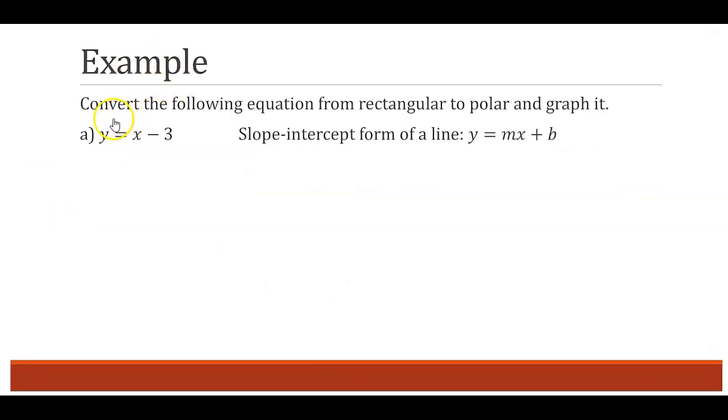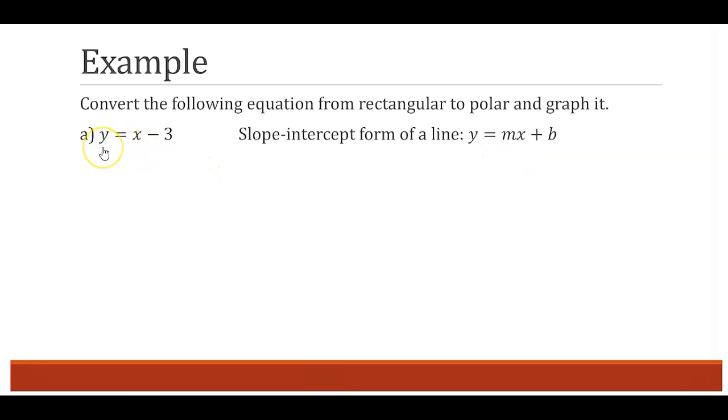Now let's move on to an example where instead of converting coordinate points, we're going to convert equations. Convert the following equation from rectangular to polar and graph it. So here we have y equals x minus 3, which, recall, is a line in slope-intercept form, y equals mx plus b. So here I'm going to go ahead and convert this to polar.